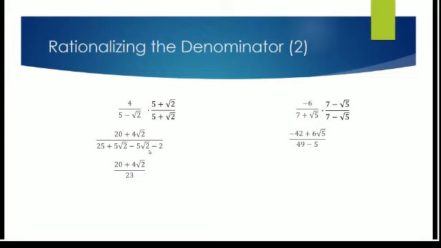Notice I didn't even bother writing the middle two terms. I know they're going to cancel, so I'm going to ignore them. So 49 minus this 5 is 44.